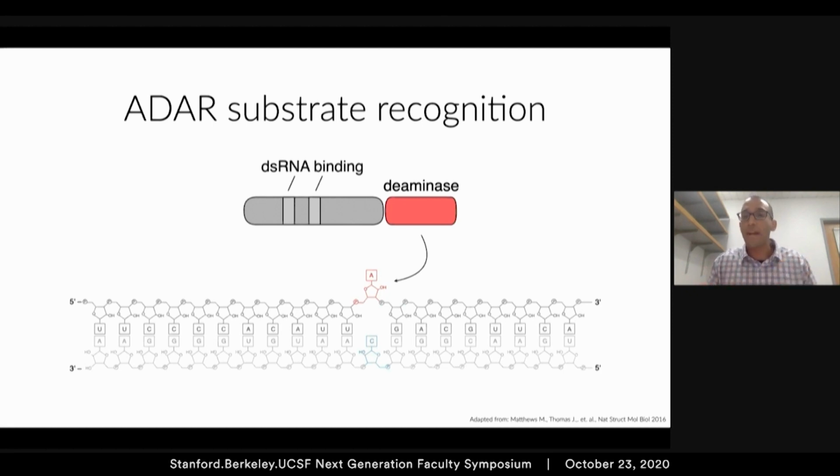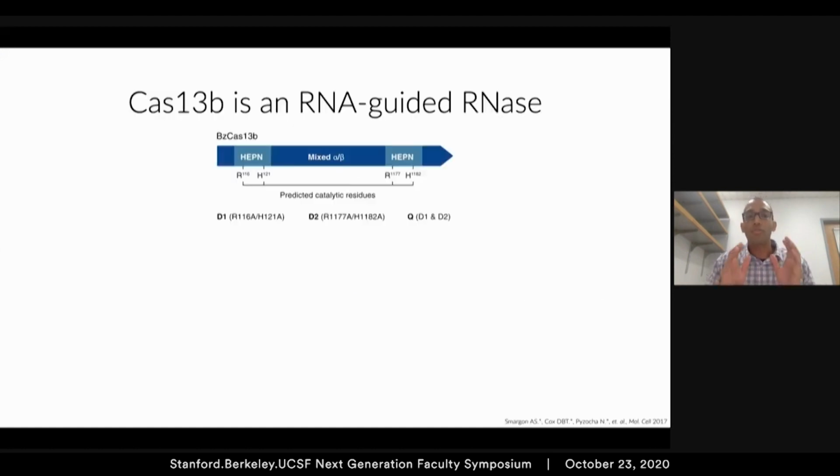But it has this very cool mechanism by which it preferentially deaminates certain adenosines. So if an adenosine is mispaired with a cytidine, that allows for much higher rates of adenosine deamination. So we thought we could take advantage of this in our goal of building an RNA editing machine.